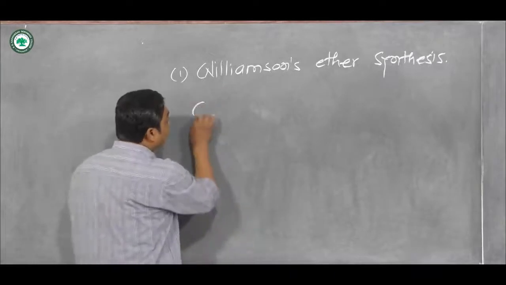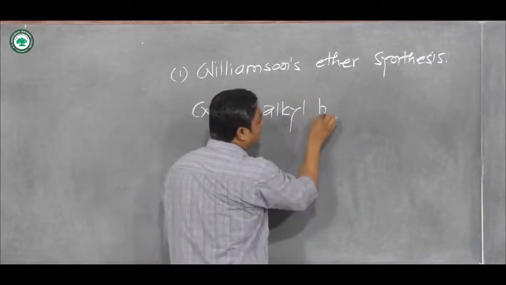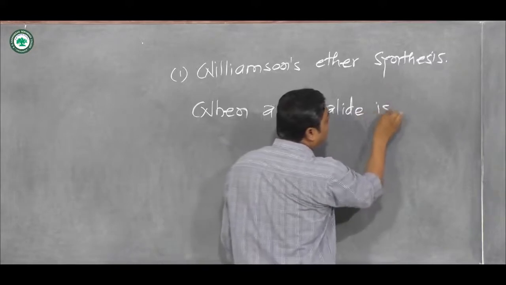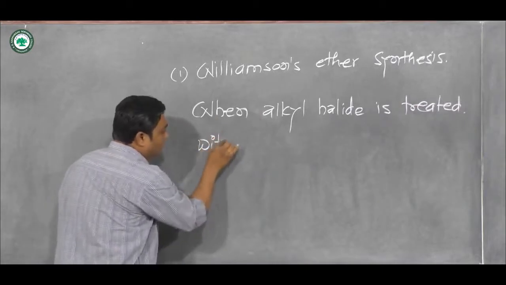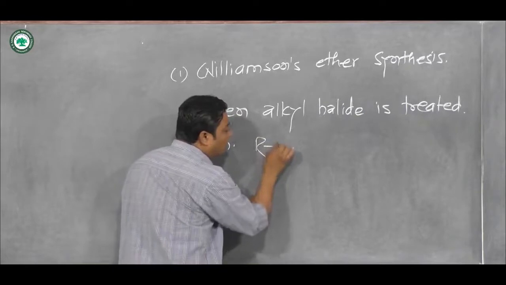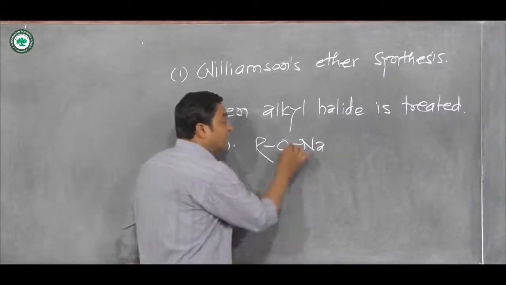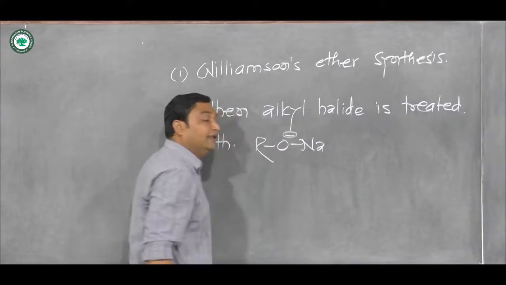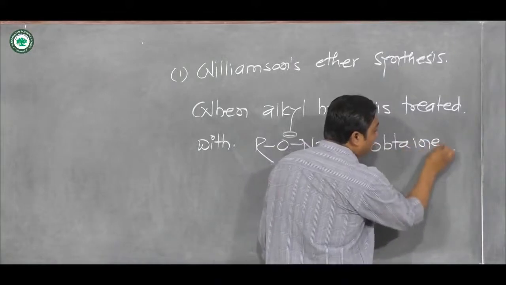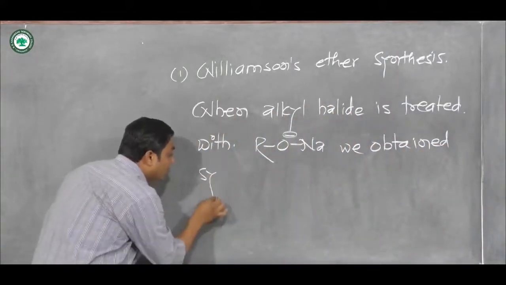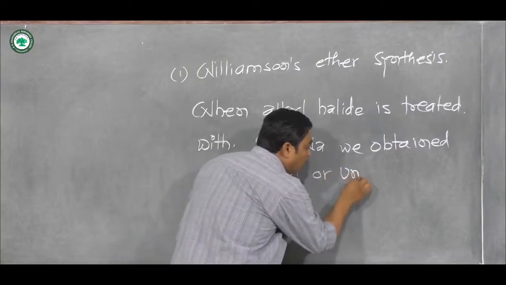Now, when alkyl halide is treated with sodium alkoxide, which is used as a nucleophile here, as this oxygen atom carries a negative charge, we obtain symmetrical or unsymmetrical ether.